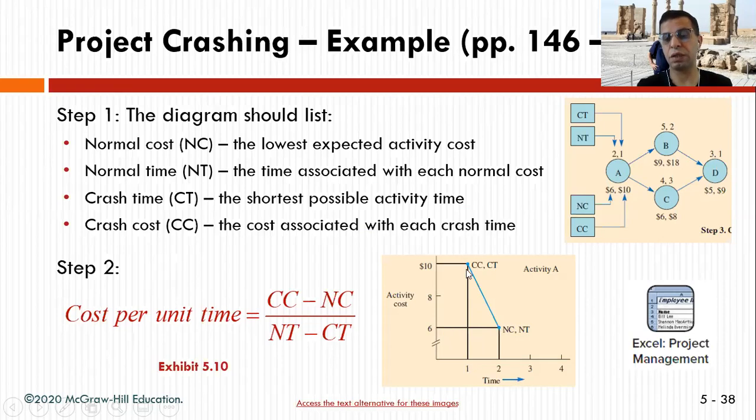But here, what you ask is to do 1 unit at $10, which is a crash cost and crash time. So what you do is compute the cost per unit time. You take the normal cost and the crash cost, divided by normal time and crash time. So basically, you find an option, a second option.